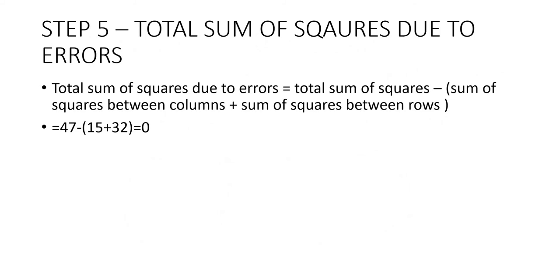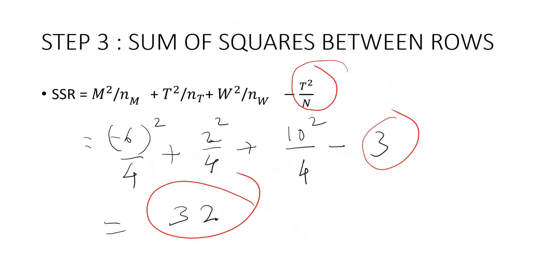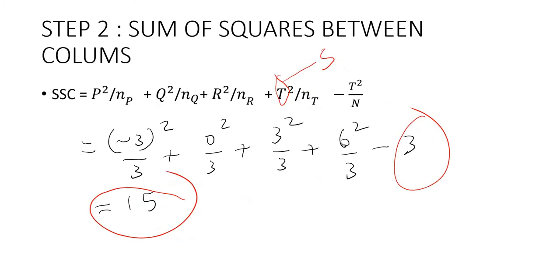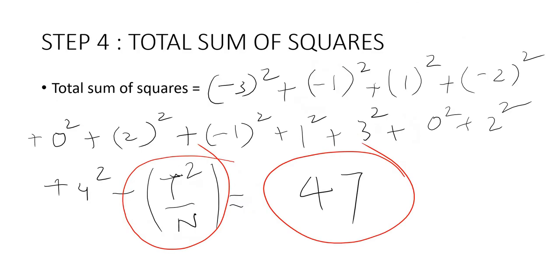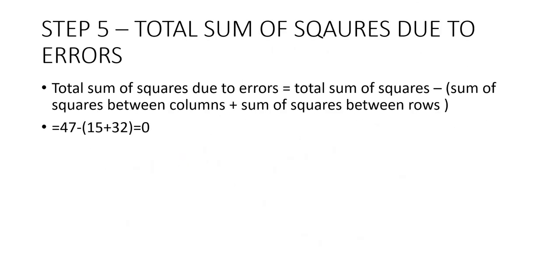Total sum of squares due to errors. See, this is the formula. Total sum of squares due to errors is equal to total sum of squares minus the sum of squares between columns plus the sum of squares between rows. That is 47 minus (15 plus 32). This is 32, this is 15. So 47 minus 47, that is 0. You will get it as 0.